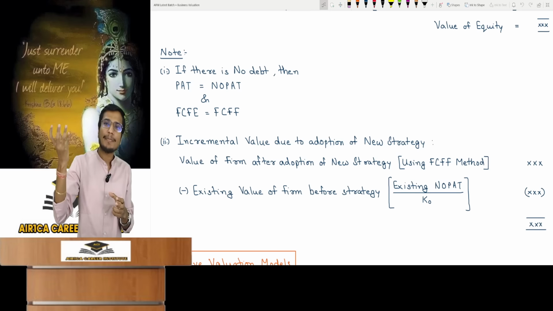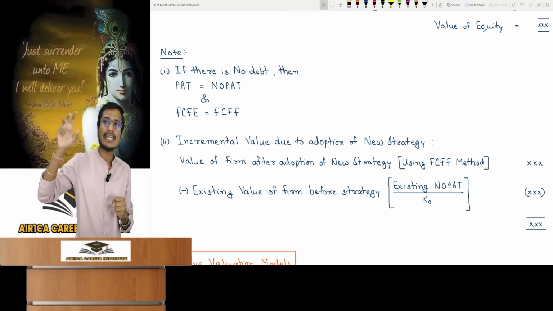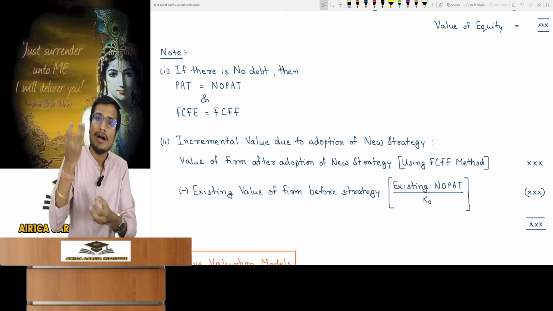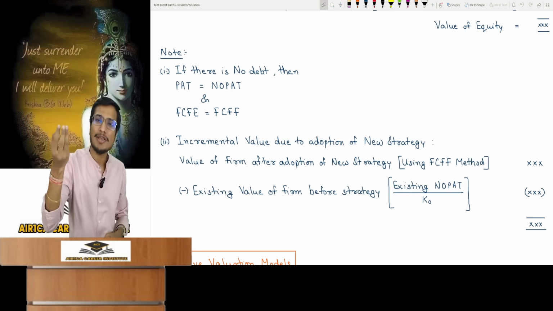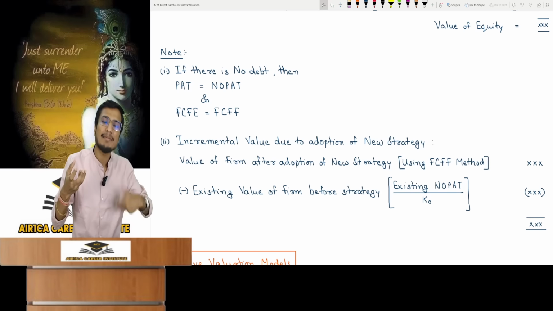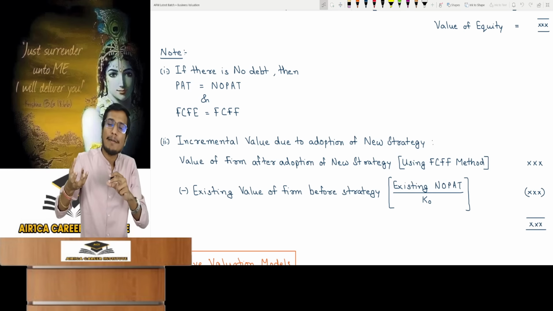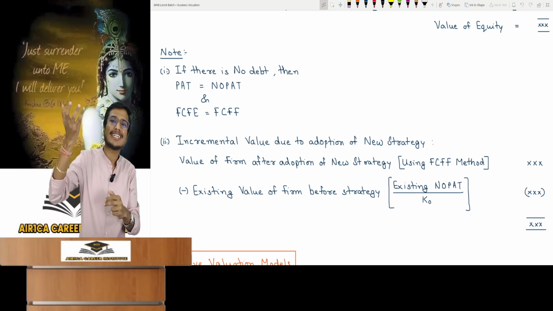So the decision of whether the company should implement a new strategy or not. How will we make that decision? What benefit will the company get from the new strategy? What will be the value of the business with the new strategy? Find that out. You have to find the incremental value from adopting a new strategy. What will be the company's incremental value from a new strategy and the extra benefit?